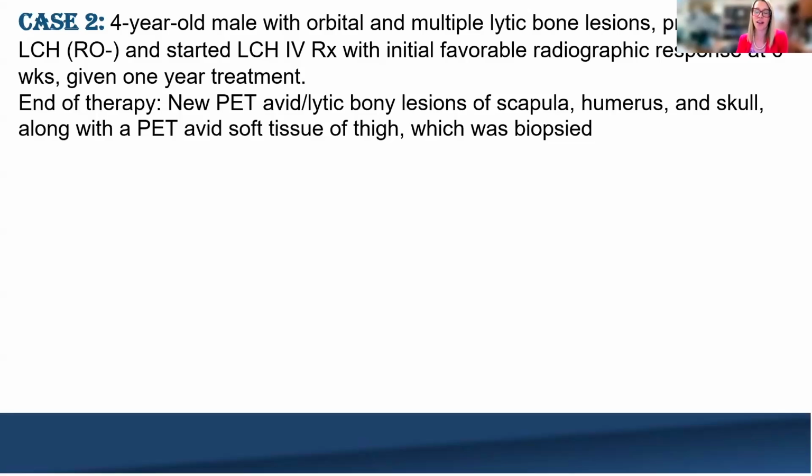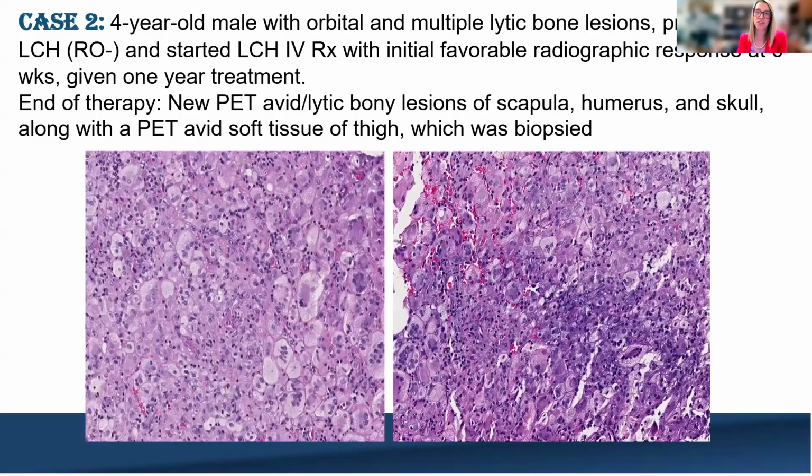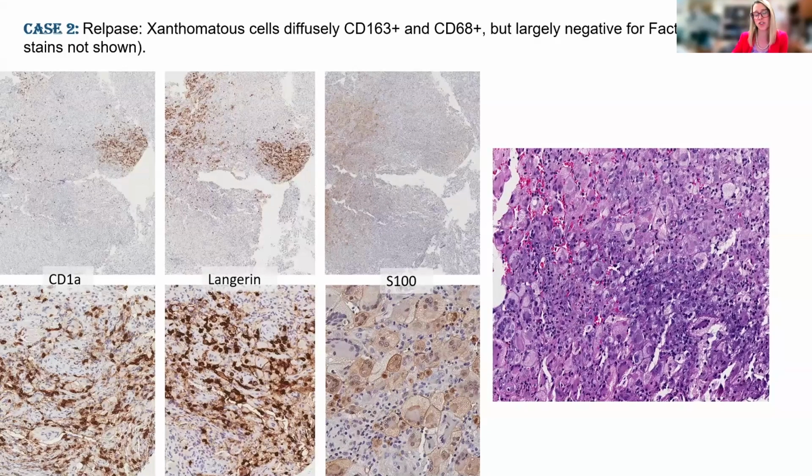I never saw the original biopsies, but after therapy, after having a good initial response, there were still multiple bony lesions as well as a soft tissue lesion that was biopsied. And that soft tissue lesion was very interesting. It was very xanthomatous. Some areas showing more classic Touton giant cells in a background of other foamy histiocytes. Small pockets, though, had smaller intermixed cells. And when we did the immunohistochemistry, it did show that there were areas with CD1a and langerin positivity, some other areas with S100. The pattern was a little strange.